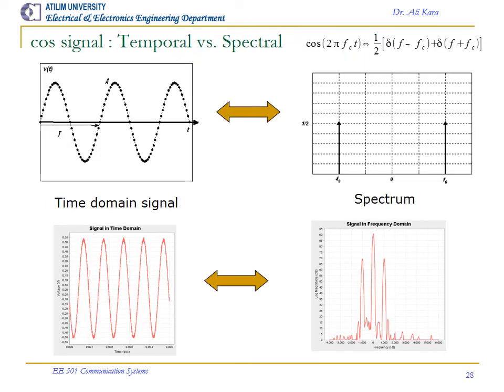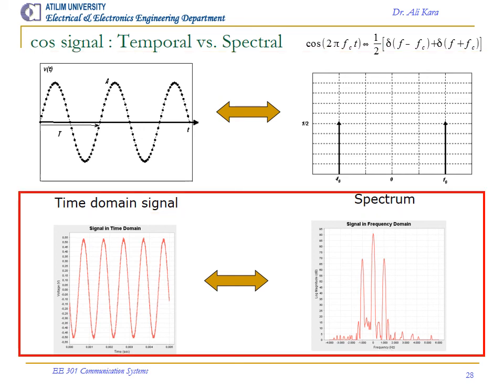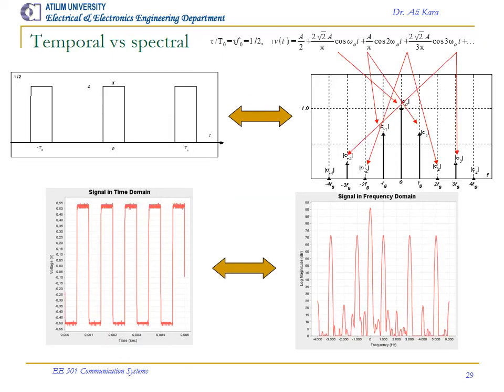Cosine signal, temporal versus spectral. A cosine function can be written as 2 Dirac deltas centered at plus and minus the center frequency. Here, you can see the transformation analytically on the graphs. These graphs are generated using a physical signal generator and oscilloscope.